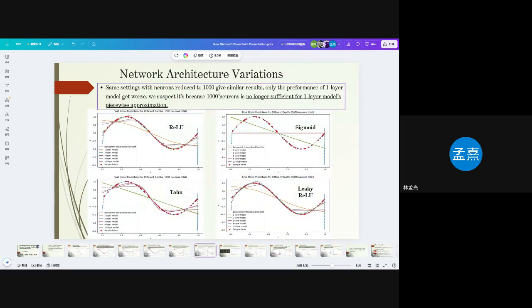And we have also tested with 1,000 neurons, and only the performance of one layer is worse. The others are about the same as with 10,000 neurons, because the neurons are equally distributed across layers. We speculate it's because 1,000 neurons is no longer sufficient for the one-layer model's piecewise approximation.